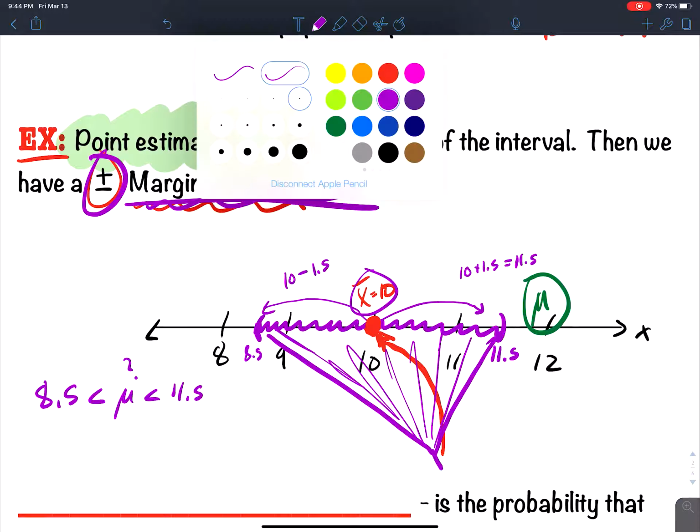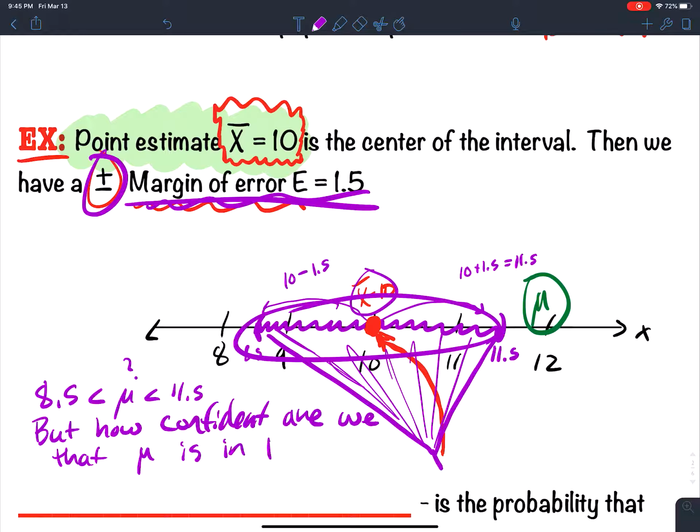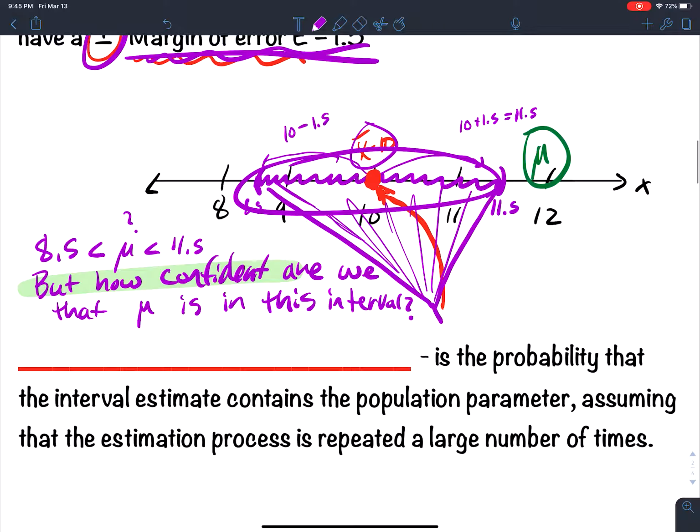Now, the question becomes, how confident are we that we captured mu? How confident are we that mu is in this interval, that purple interval that we have there? Okay, that's the question that we are trying to answer. How confident are we? Okay, so this next definition is going to help us.